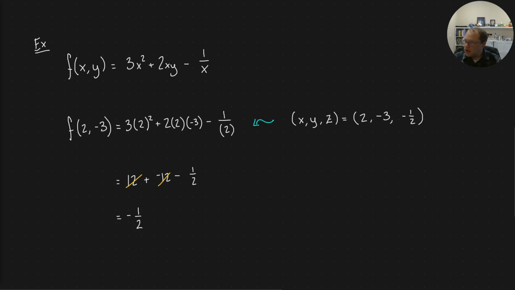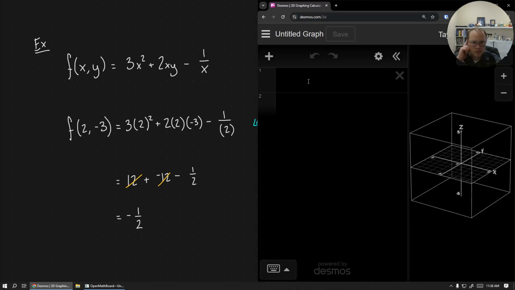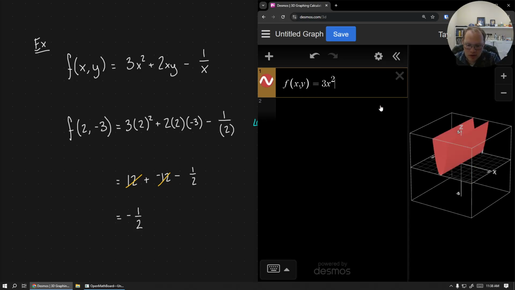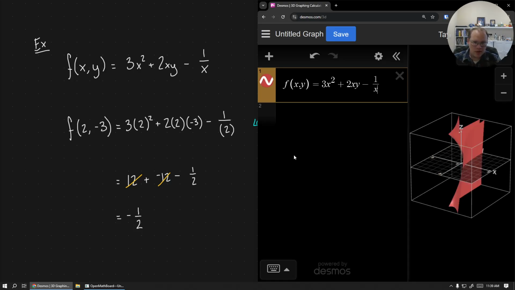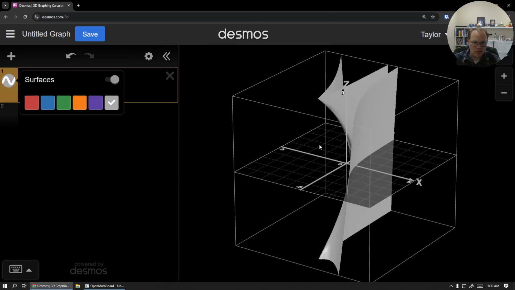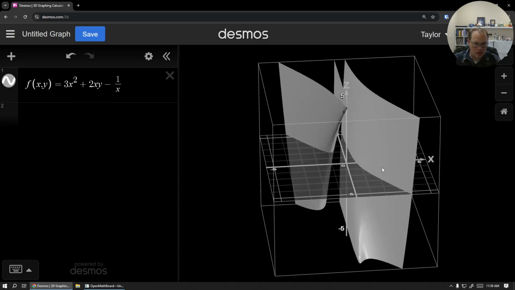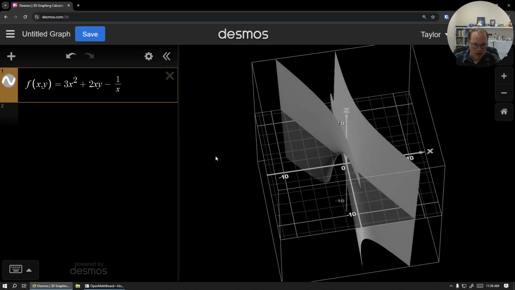Let's take a look at what this particular surface would look like. Okay, so we have f of xy equals 3x squared plus 2xy minus 1 over x. Okay, we get a really kind of funky looking surface here. Let me make it a little bigger. All right, it actually comes in two pieces, it looks like. Maybe if I zoom out, they'll link together.